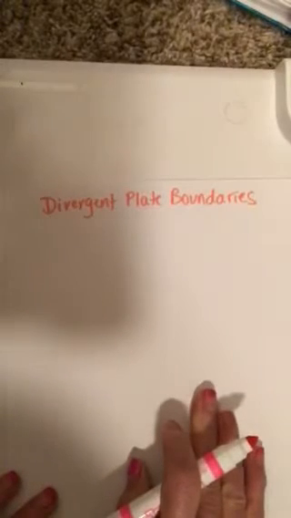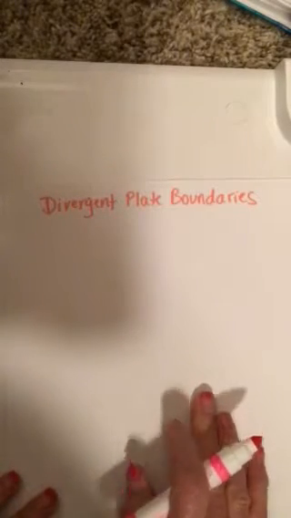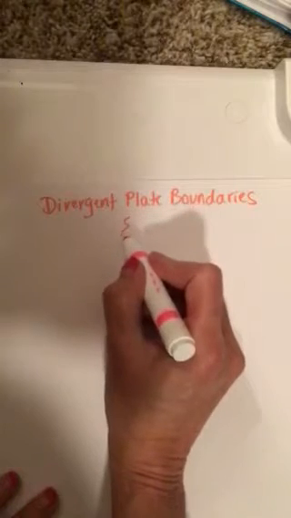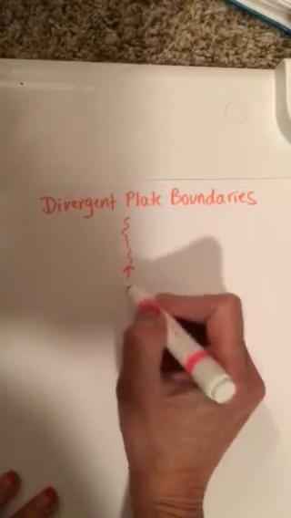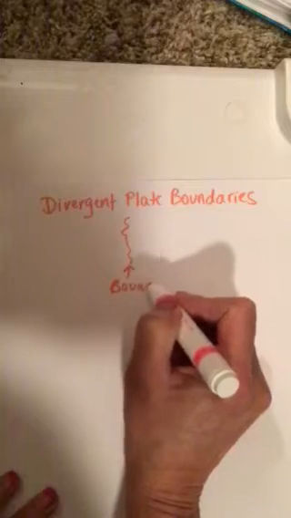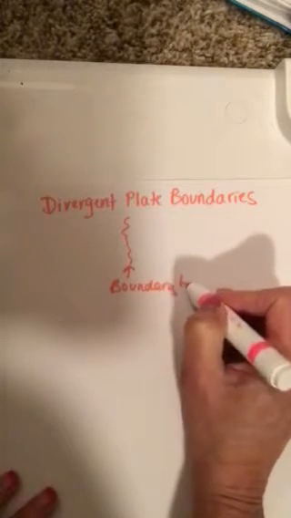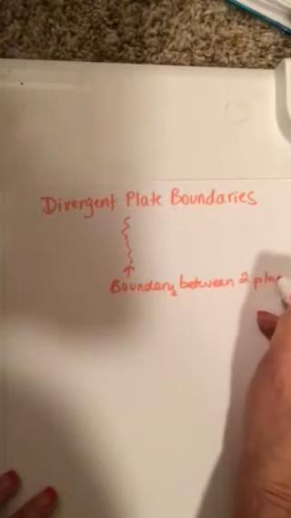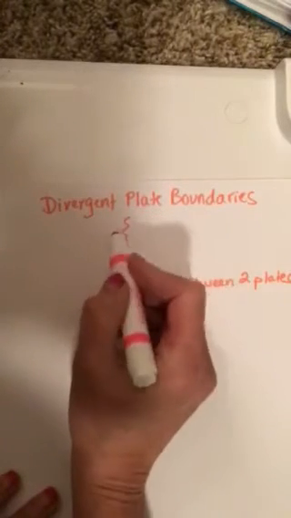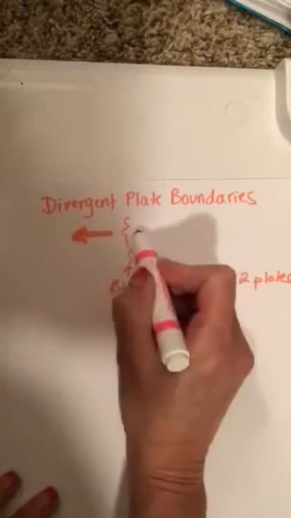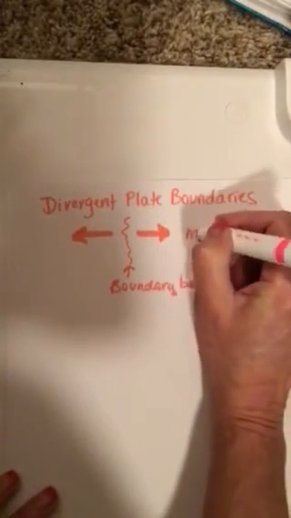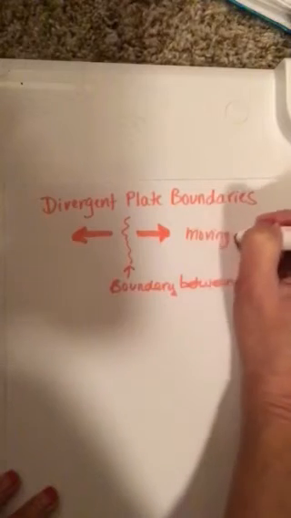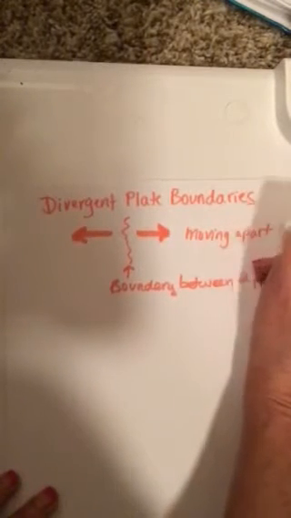And as you already know or have learned through the last couple of days, this is an area where two plates meet. So let's say this is the boundary between the two plates. And the plates are moving away from each other. All right, so we want to look and see where is this actually occurring.